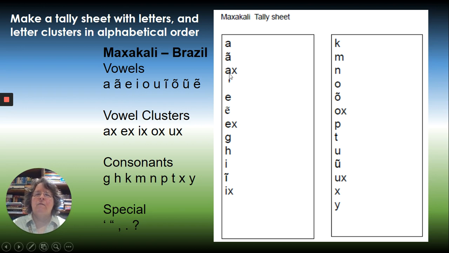So tilde, and then you can bring in the vowel AX, and then the glottal mark. I put it here because it's a dictionary that they have within the Shockley. That's how they show it. Then E, E tilde, X, G, H, I, hyphen, O, O tilde, OX, P, T, U, U tilde, UX, X, and Y. And so we list these.